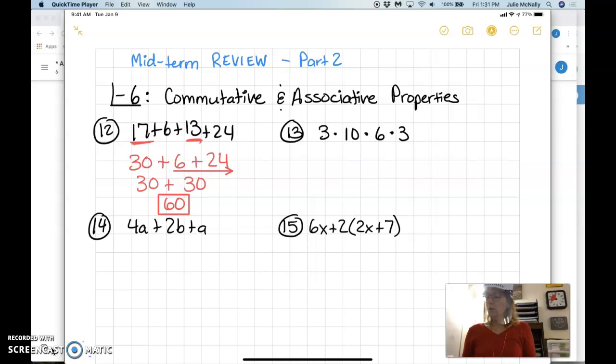3 and 10. Okay, 3 and 10. So what is 3 times 10? 30. Yep. And then bring down the rest. Next, what is 6 times 3? 18. And then last, 30 times 18. So who has their calculator? 540.